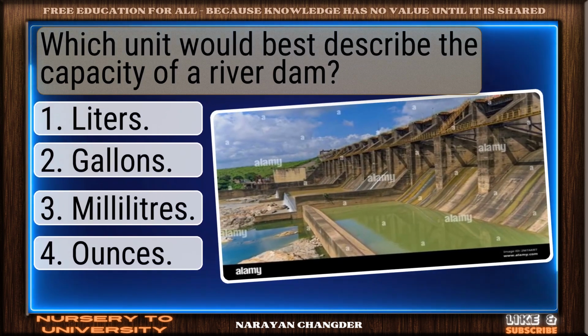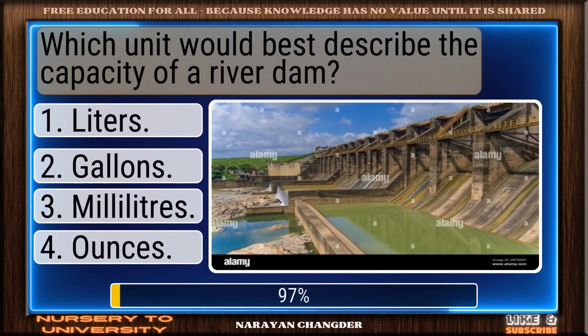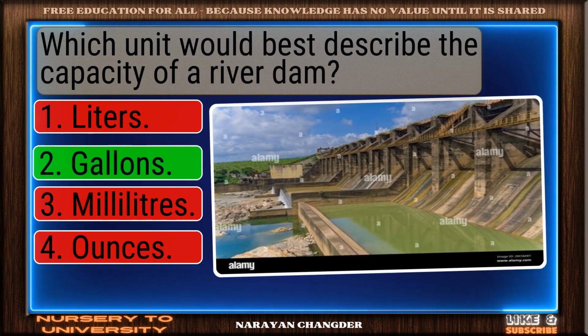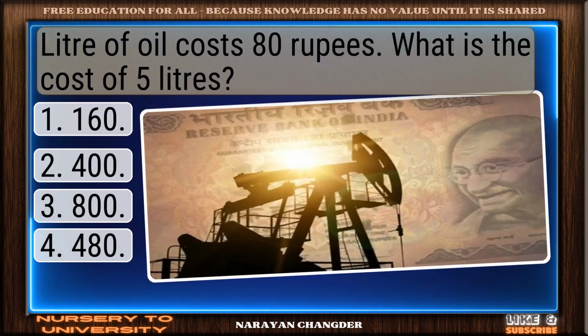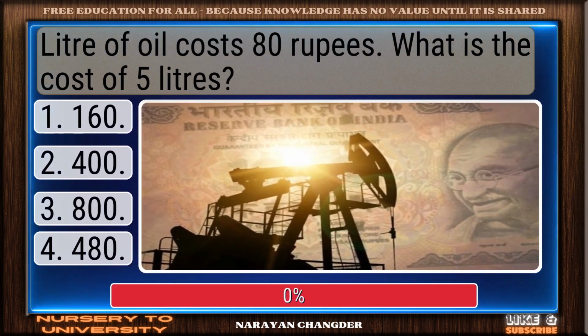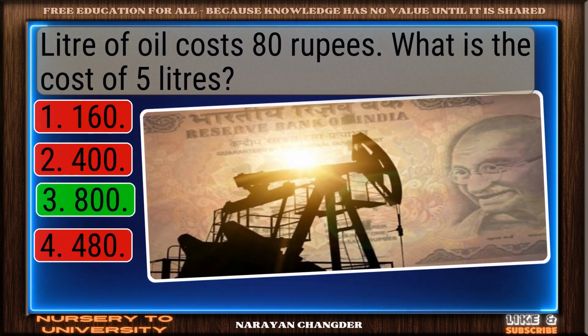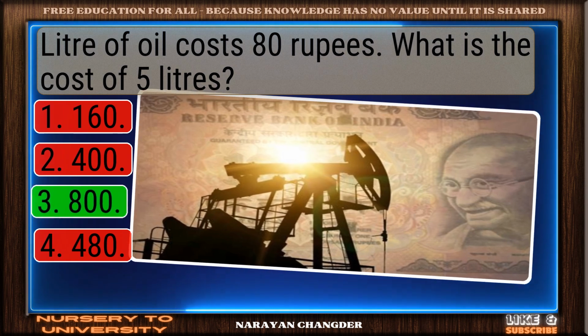Which unit would best describe the capacity of a river dam? On track. Gallons is the correct answer. 1 liter of oil costs 80 rupees. What is the cost of 5 liters? Smart pick. 400 is the correct choice.